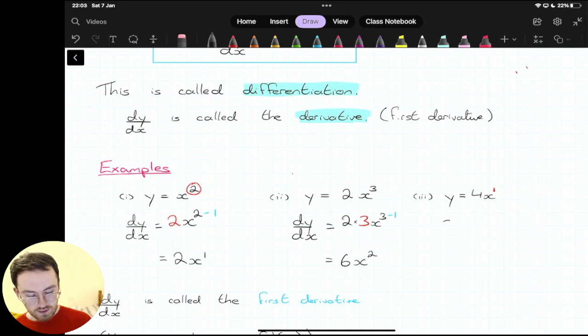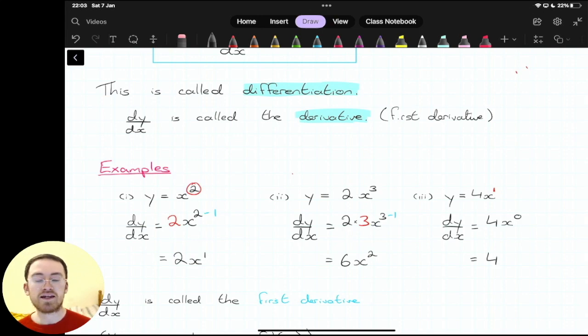Looking at the final one here, where y is equal to 4x, or 4x to the power of 1. We multiply by the power, we get 4. We reduce the power by 1, we get x to the power of 0. What we need to remember here is from our rules of indices, anything to the power of 0 becomes 1. So our answer is just 4. Okay, so that is coming from our rules of indices.